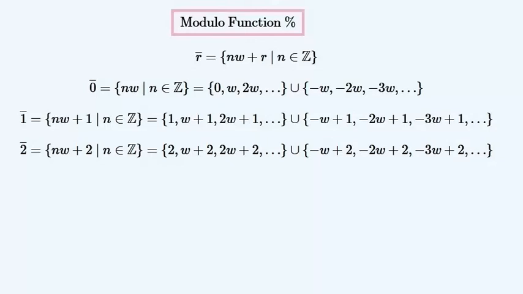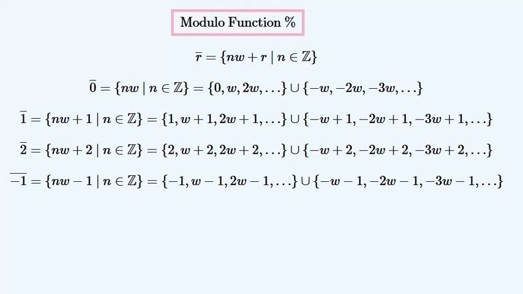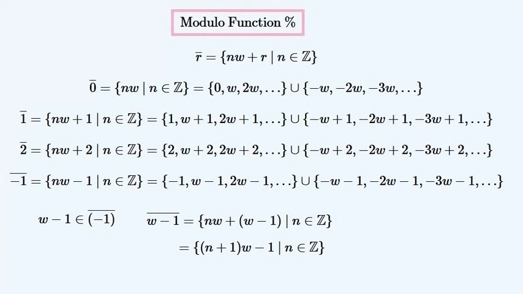Hopefully you can see a pattern emerging. So this is what -1 bar looks like, containing all of the integers that are a multiple of w minus 1. And w minus 1 is a member of this set -1 bar. This is what the set w minus 1 bar is. We can manipulate the expression inside the set definition. We can redefine an integer m to be n plus 1, and we can have this new set definition. This is the definition of minus 1 bar, so we've just proven that these two sets are equal.